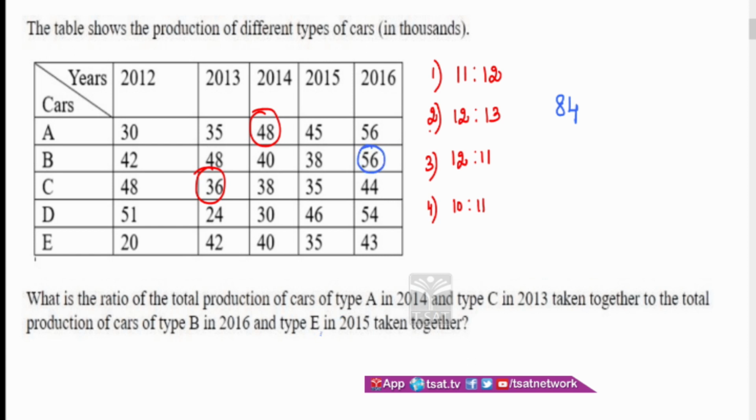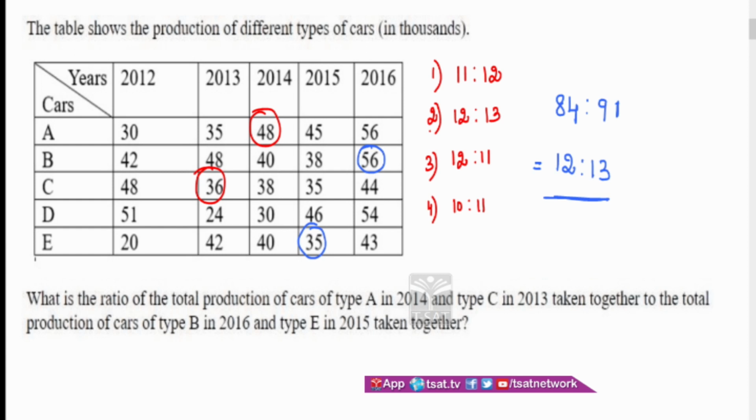Type B in 2016 is 56, and type E cards in 2015, so you have to be very careful when you are dealing with them. So it's actually 91, 56 plus 35. When you take their ratio, 7 twelves are 84, 7 thirteens are 91. So the simplified ratio is 12:13. So the answer here is 12:13.